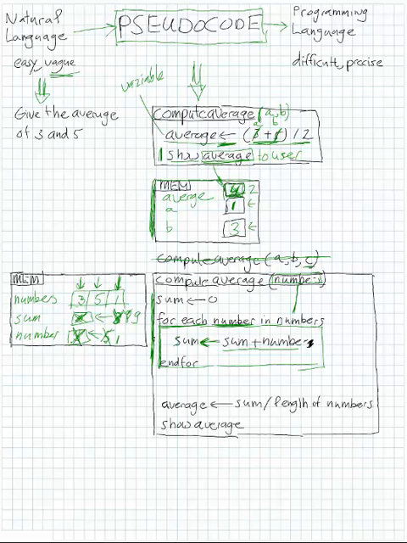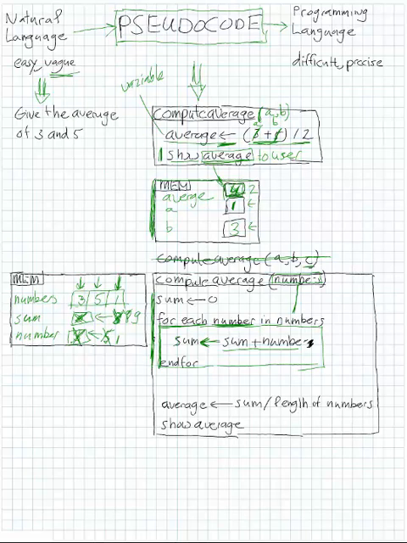We have exhausted all numbers, so our for each loop is finished, and we continue with the line after for, and that's the computation of the average, because now you can see that the variable sum contains the sum of numbers. 3 plus 5 plus 1 is 9.